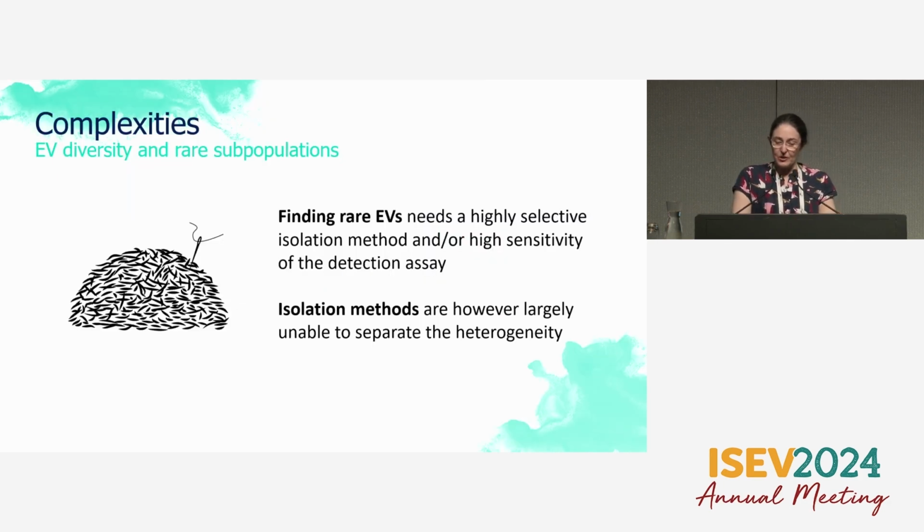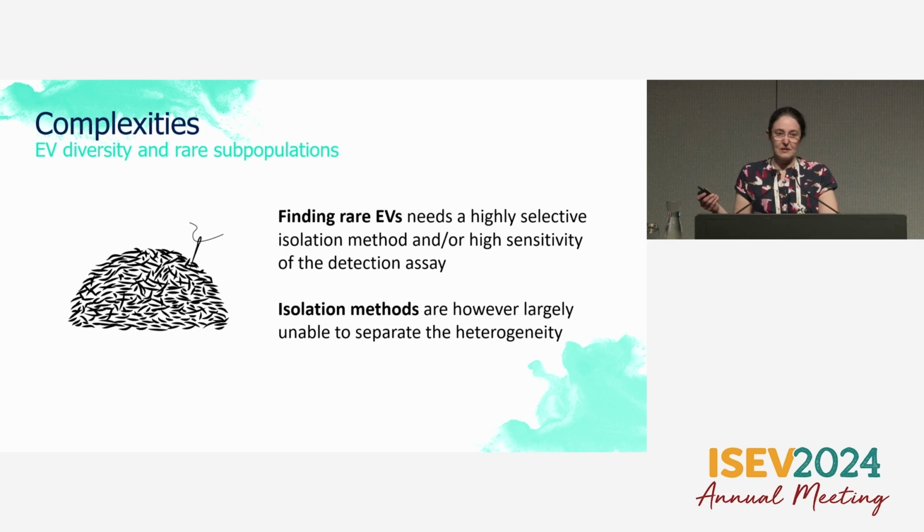What this leads to is that to find rare EVs, we need a highly selective isolation method. We may also need a highly sensitive method for detection, or assay, for our EVs of interest. And as you'll hear, isolation methods are unfortunately largely unable to separate this heterogeneity. But I'm really hoping that by the end of the day we're going to have some new technologies coming through that can help us to delineate this crazy heterogeneity of EVs.